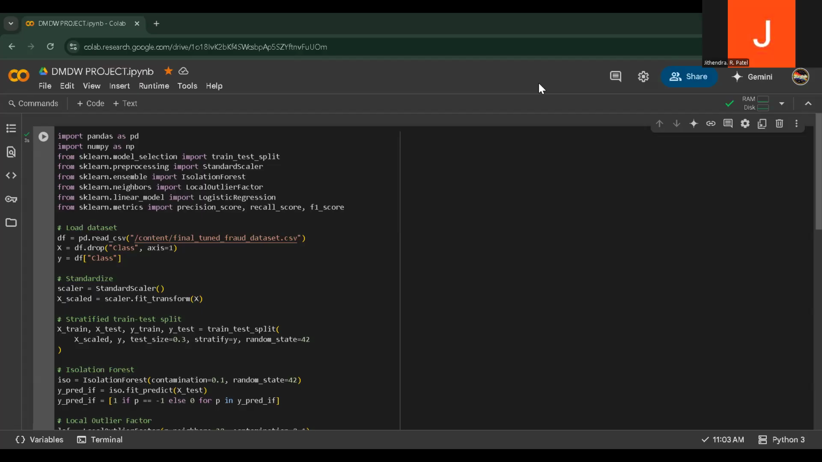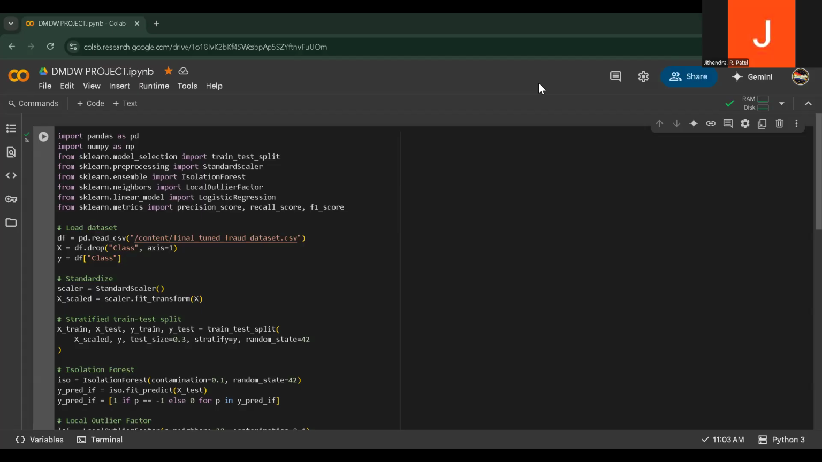Next, from sklearn.model_selection import train_test_split splits data into training and test sets and ensures the class distribution is preserved in both sets, such as fraud and non-fraud. Next, sklearn.preprocessing StandardScaler standardizes features by removing the mean and scaling to unit variance. Next, from sklearn.ensemble import IsolationForest, an unsupervised learning anomaly detection algorithm, isolates anomalies by randomly splitting data points in trees, and anomalies are isolated faster.